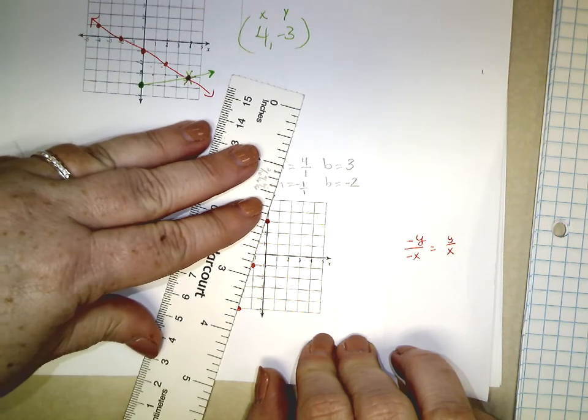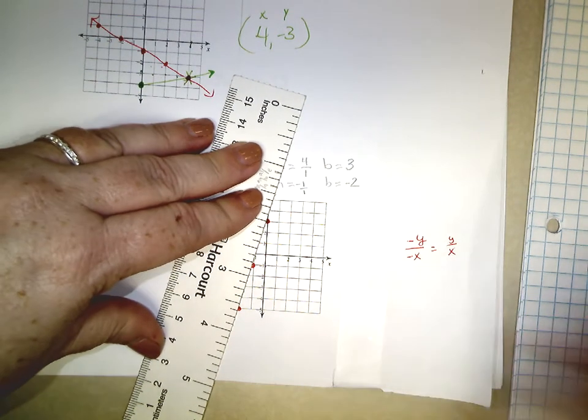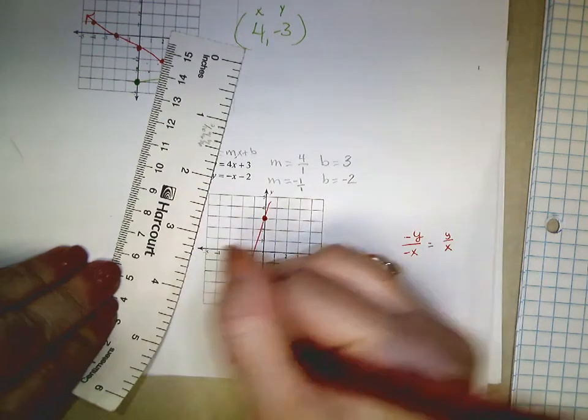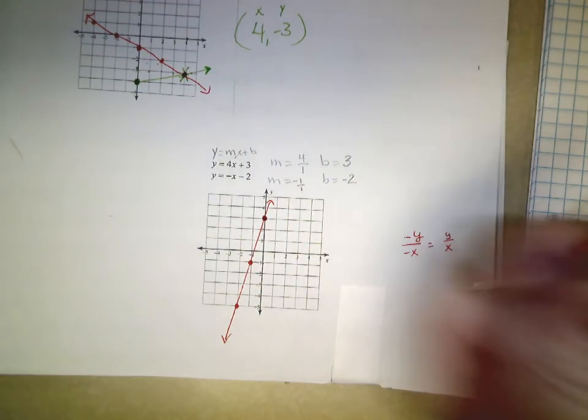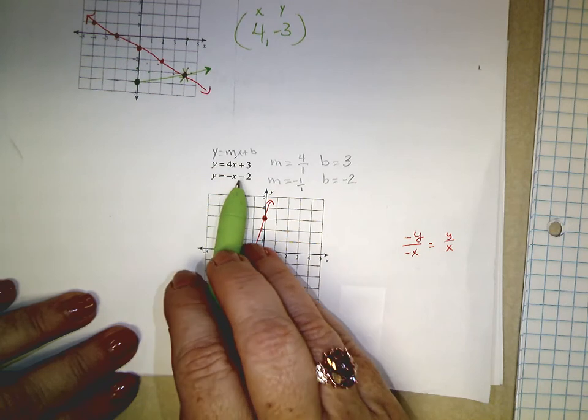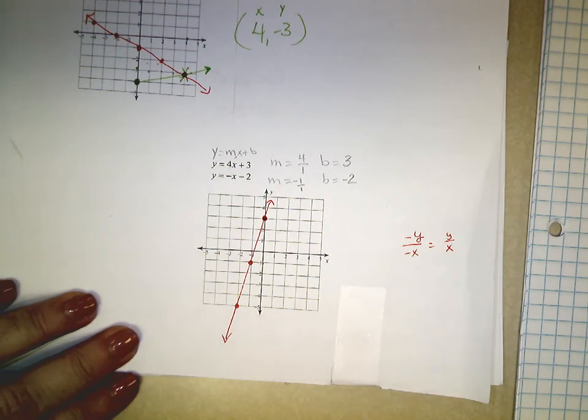Okay, see if I can get that lined up. All right, so we have this line. Now let's go ahead and graph y equals negative x minus 2.